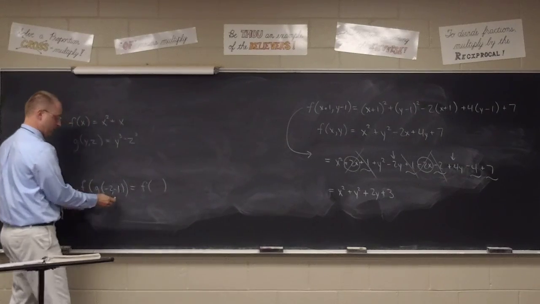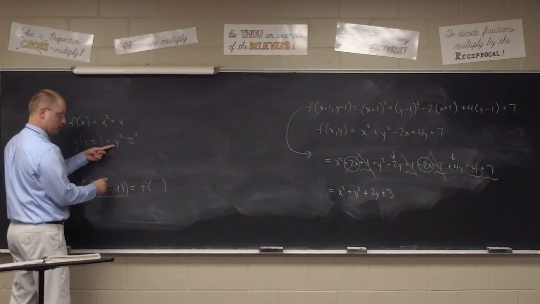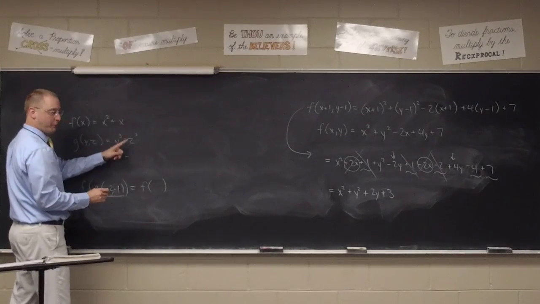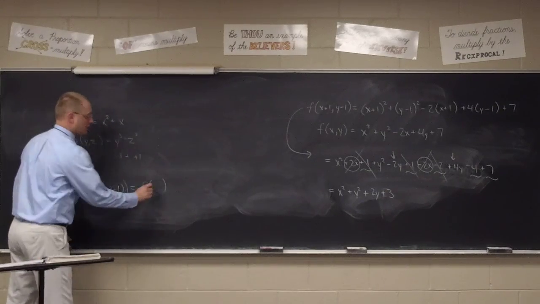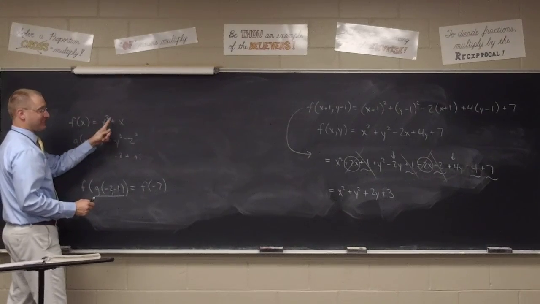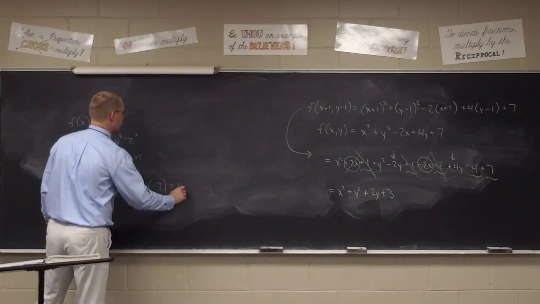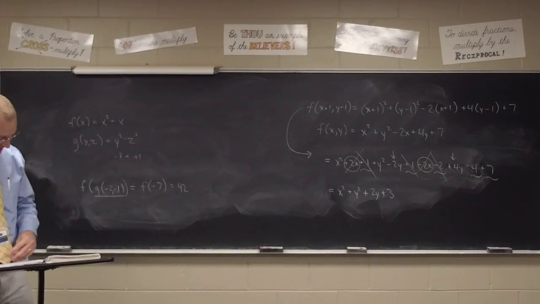Okay, so let's take a look at this together here. We need f of something, right? It's going to be g of negative 2, negative 1. Cube the negative 2, negative 8, minus cube the negative 1. But we add the inverse, so we get negative 7. Then we're going to have to square that. 49 plus negative 7 is 42.